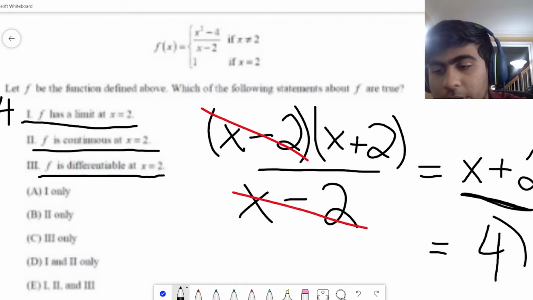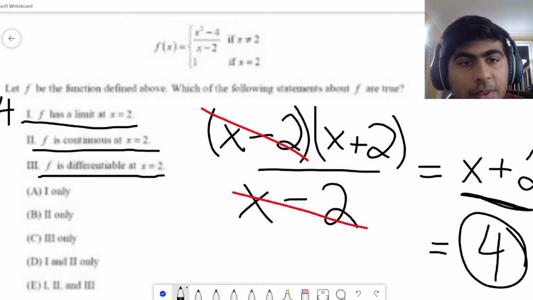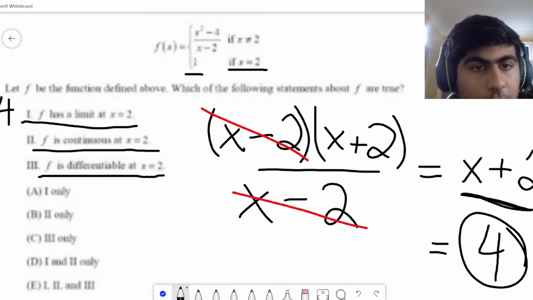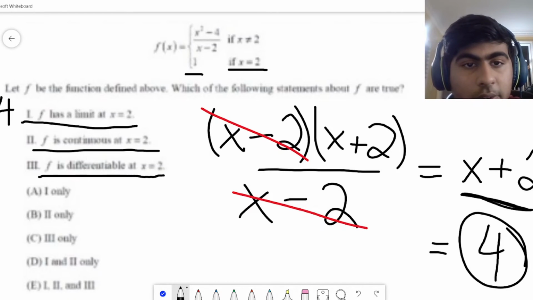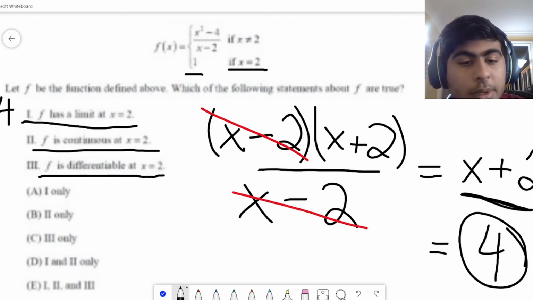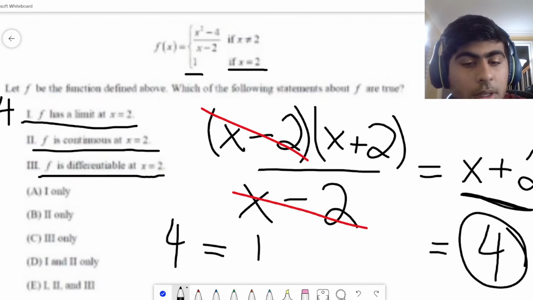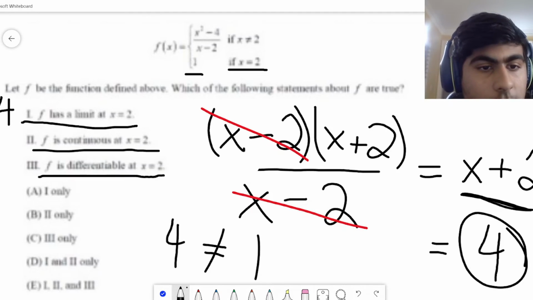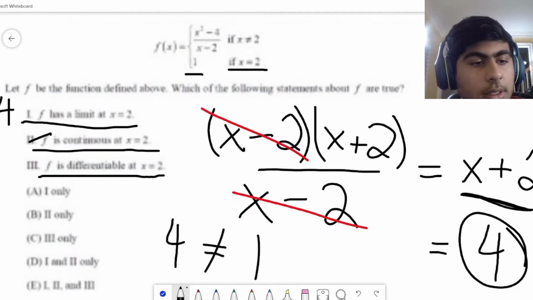So we have a value of the limit. We have a value of the actual function. If x equals 2, we get 1. So we do have a value of that. Now I have to find out for continuity if this limit is equal to the value. And you can pretty clearly see it's not, because 4 is not equal to 1. So this one does not work. It's not continuous.